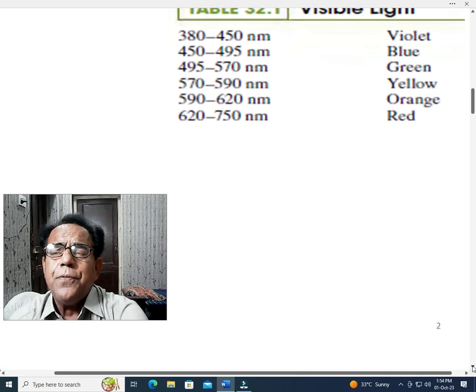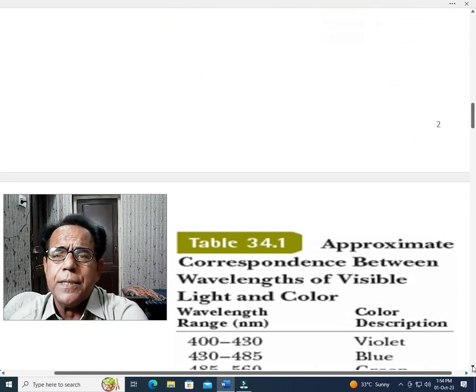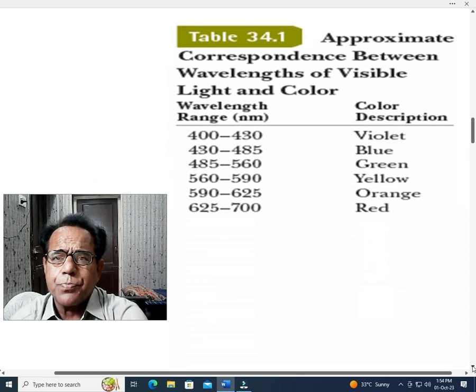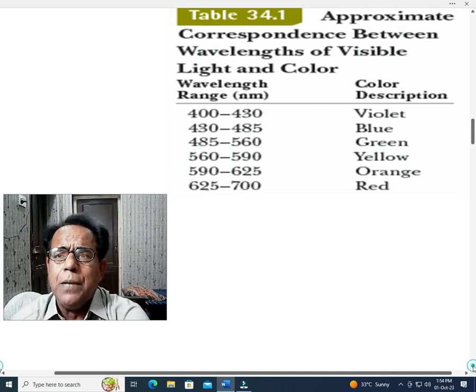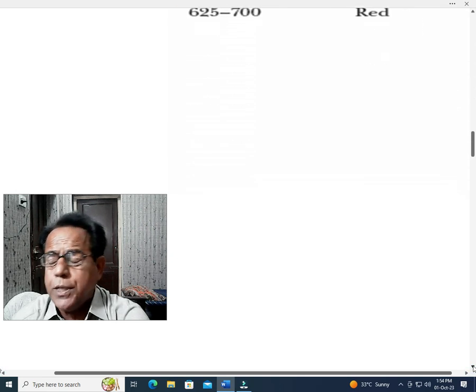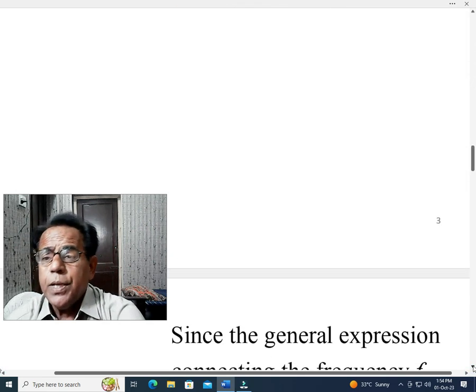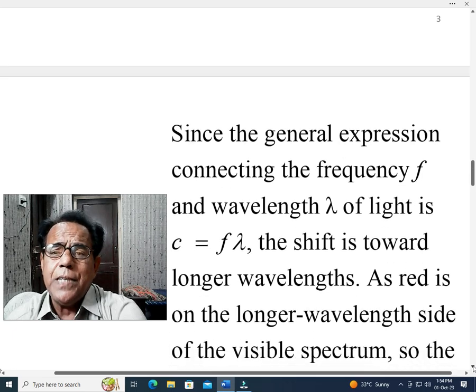From the second version of this description, blue is in between 430 to 485 nanometer, while the wavelength of red is from 625 to 700 nanometer. So red is of larger wavelength while blue is of a shorter wavelength. That is why we have shown this.